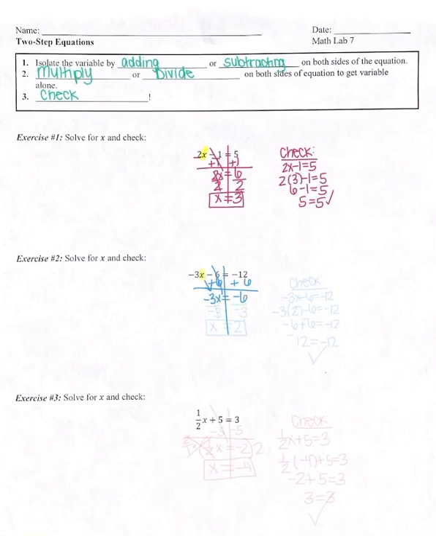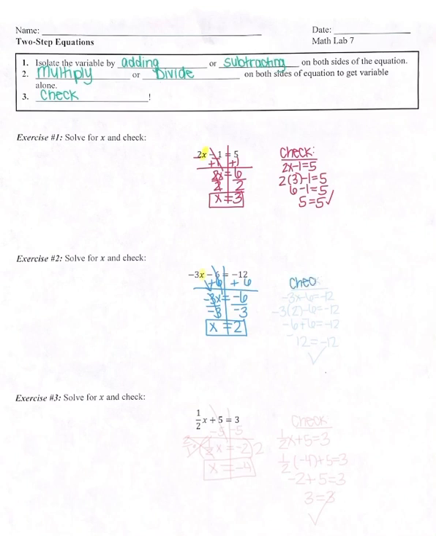To get x by itself now, we're going to divide both sides by the coefficient, the number in front of the x, which is negative 3. That cancels out, and we get x equals positive 2. Remember your integer rules, a negative divided by a negative. If those signs are the same, your answer is positive.